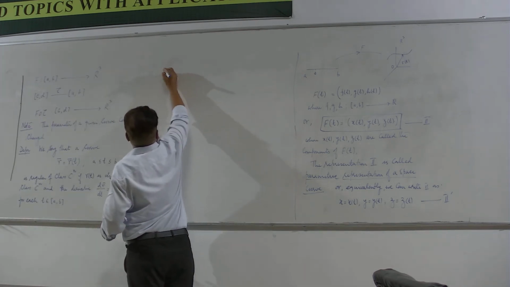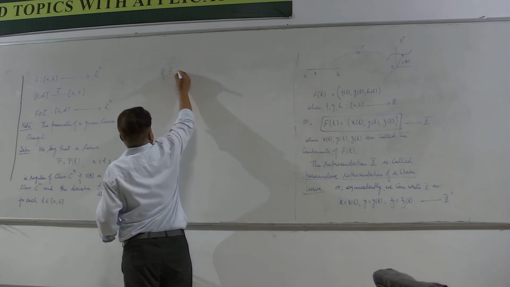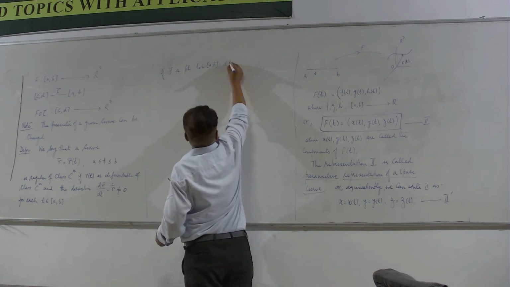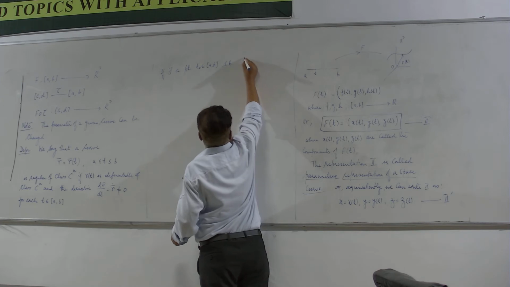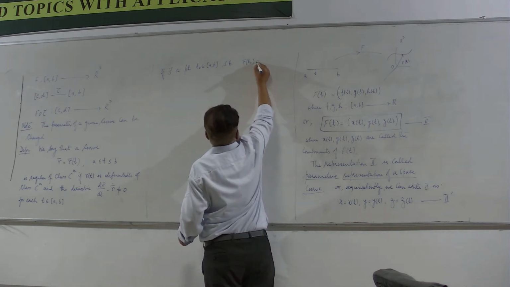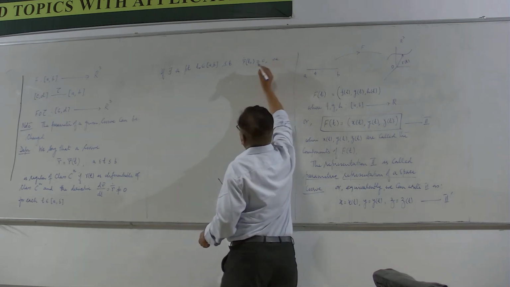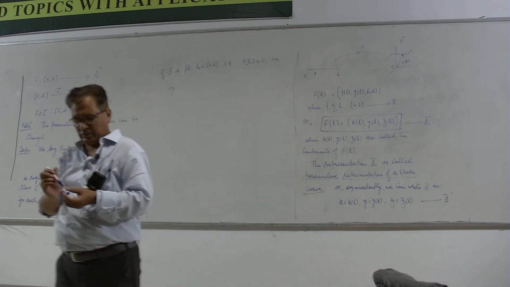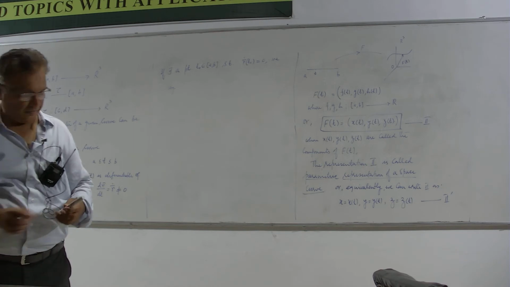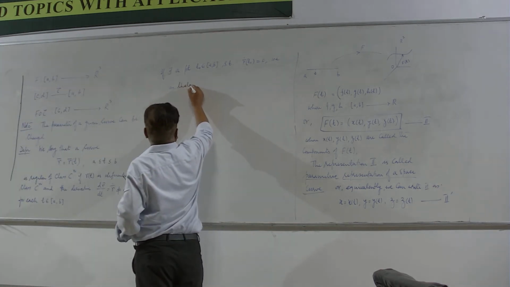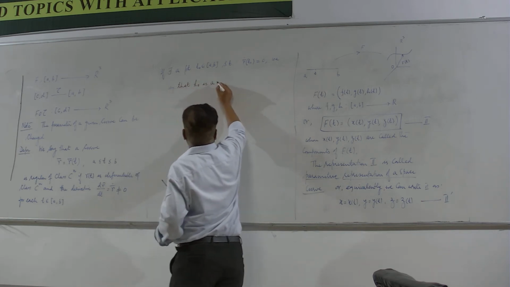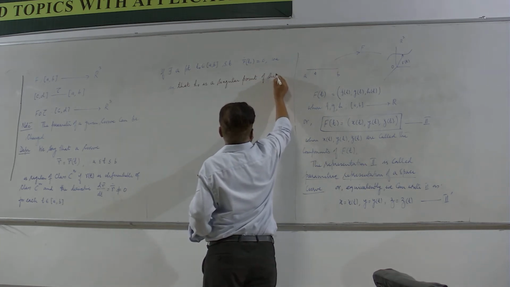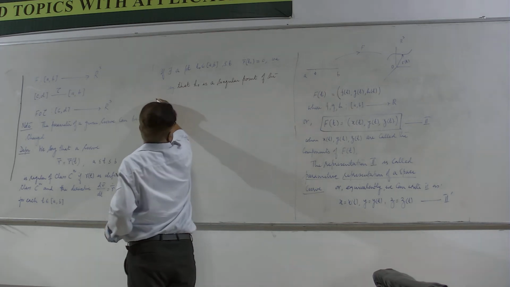If there exists a point t naught in [a, b] such that r dot at t naught is 0, we say that t naught is a singular point of the parameterization, of the given parameter of the parameterization.